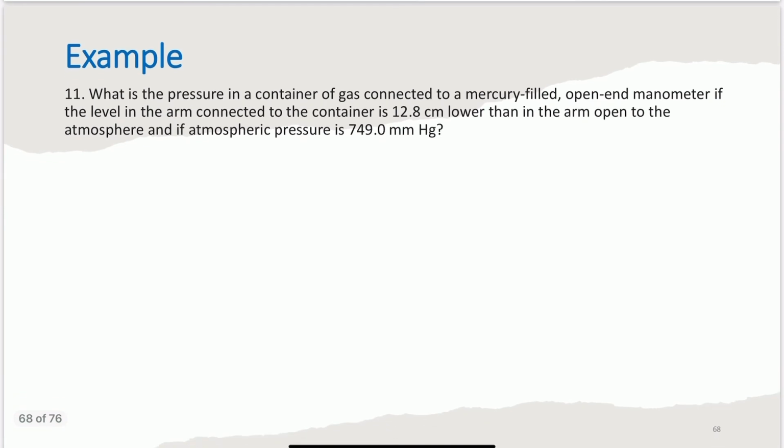What is the pressure in a container of gas connected to a mercury-filled open manometer if the level in the arm connected to the container is 12.8 centimeters lower than the arm open to atmosphere, and if the atmospheric pressure is 749 millimeters of mercury? Hint, draw a picture.